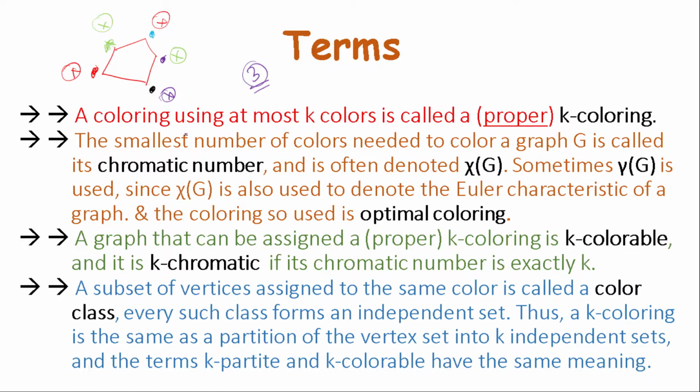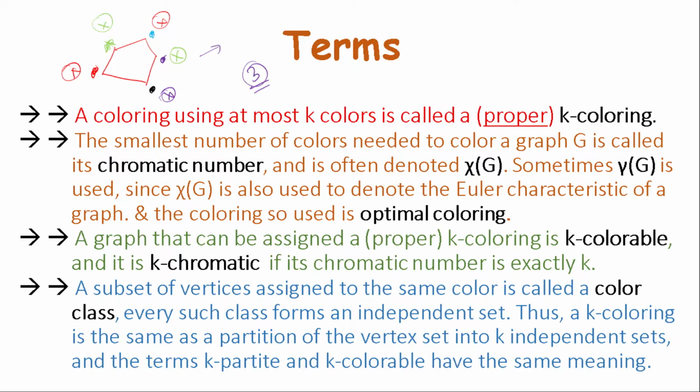A graph that can be assigned a proper k coloring is called k colorable. So like this graph, we can color it using 5 colors or 3 colors or 4 colors, but not fewer than 3. So this graph may be termed either 5 colorable or 4 colorable or 3 colorable. But can this graph be called 5 chromatic or 4 chromatic? No, obviously not. This graph is only 3 chromatic, but for colorable it may be either 3, 4 or 5. Okay.